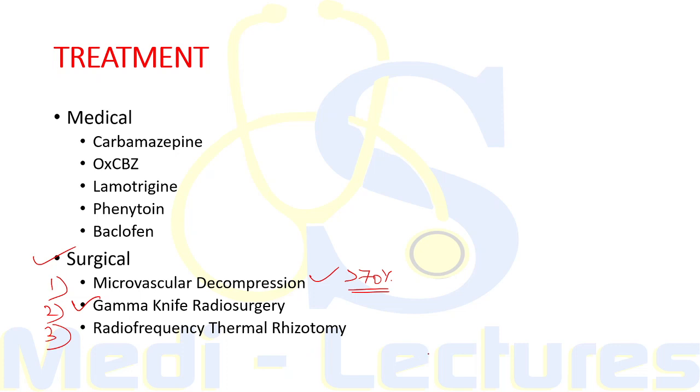Now in radiofrequency thermal rhizotomy, which is very less often used now, it creates a heat lesion in the trigeminal ganglion or nerve. This leads to post-operative numbness, jaw weakness, or even corneal denervation with risk of secondary keratitis in patients. So I think I have covered all the important points of the trigeminal neuralgia.